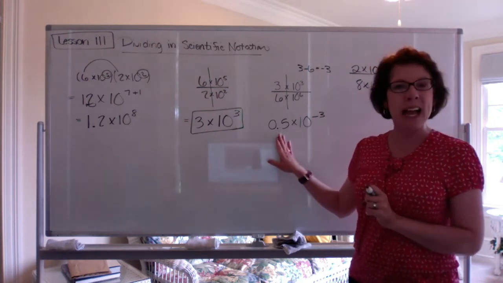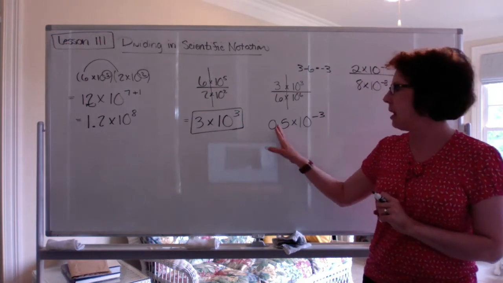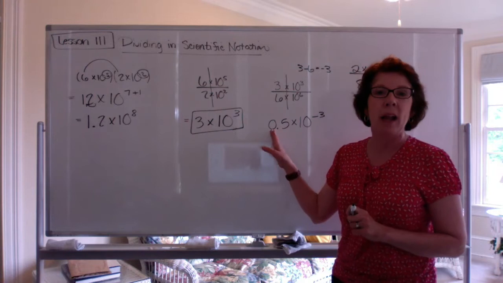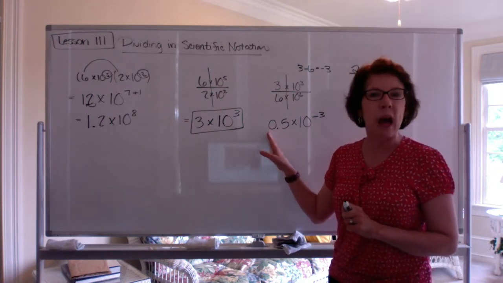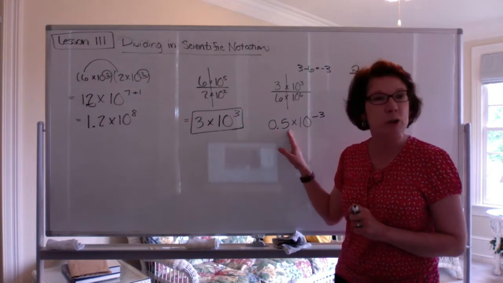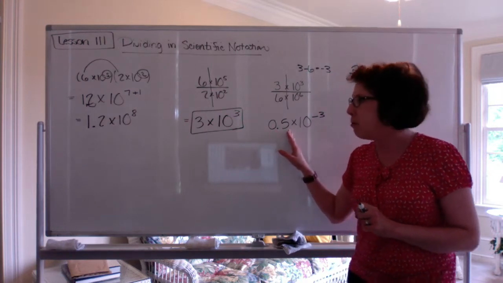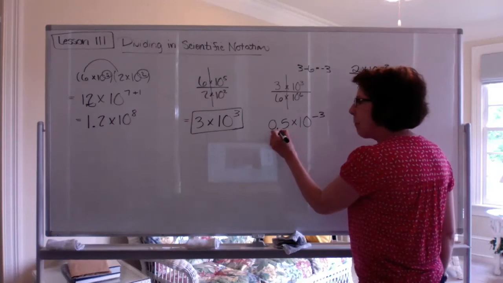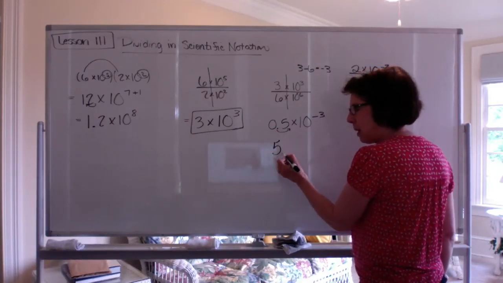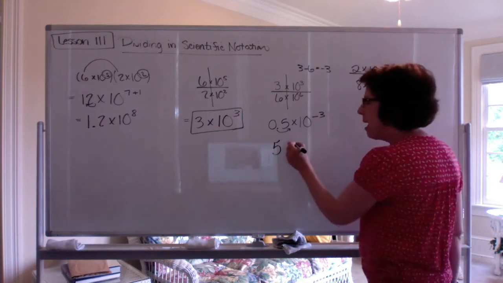Now, is my decimal point in the correct location? Can I have a 0 here? The answer is no, I cannot. This number has to be a 1 through 9. So I'm going to have to move it over to the right this time. I'm going to move it over to the right and make it a 5, because the decimal point then becomes to the right of the 5 times 10.